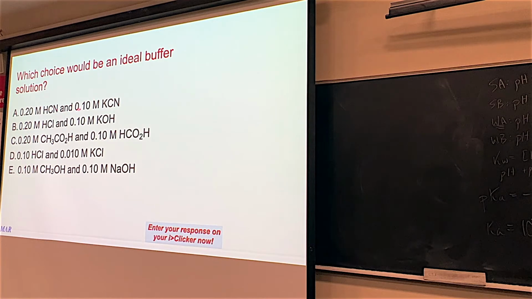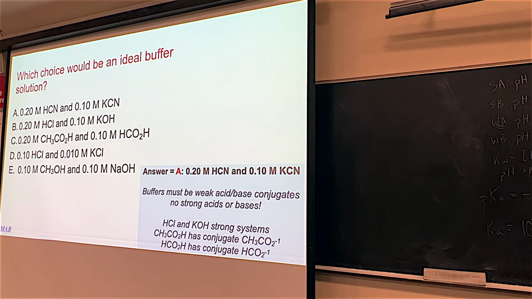So up here, this is a weak acid. We saw HCN earlier. K+ goes away, it's a spectator. CN- would be the conjugate of that one, related by that. So A would be the best answer here. Any questions on that?